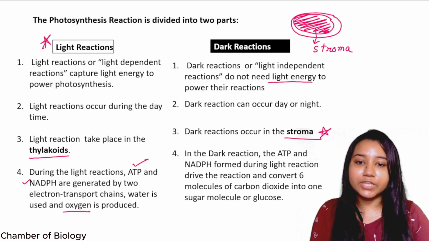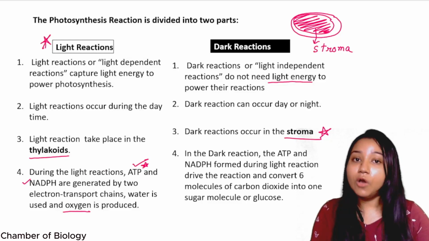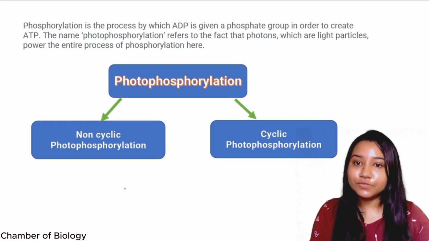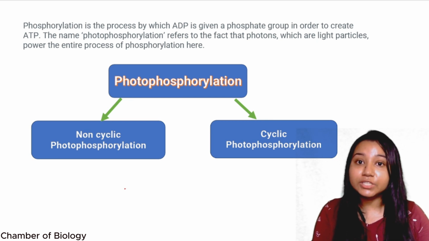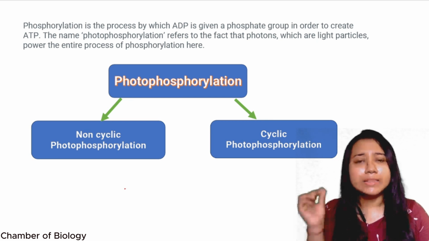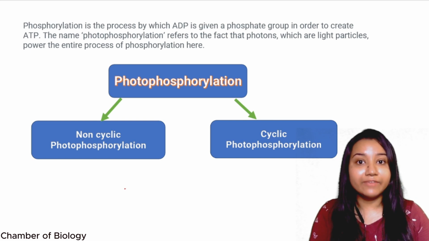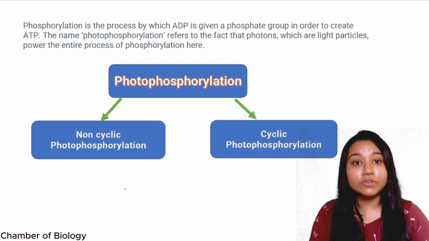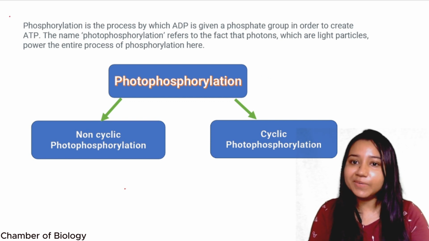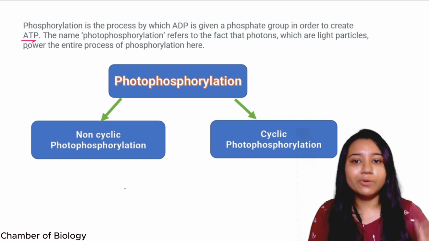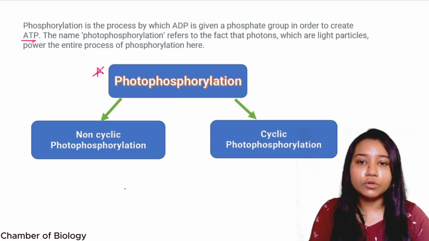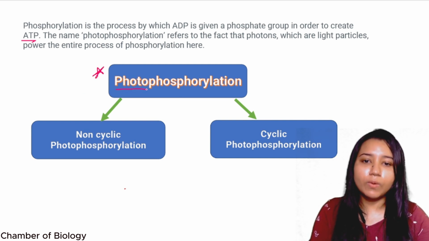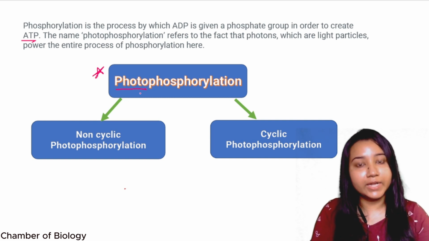So in light reaction, as you can see, ATP is forming. We all know that ATP is formed by the process of phosphorylation. What is phosphorylation? It is the process by which ADP, that is adenosine diphosphate, is given a phosphate group, and when it is given a phosphate group, it creates ATP, that is adenosine triphosphate. This is phosphorylation, but you can see here it is written photophosphorylation.